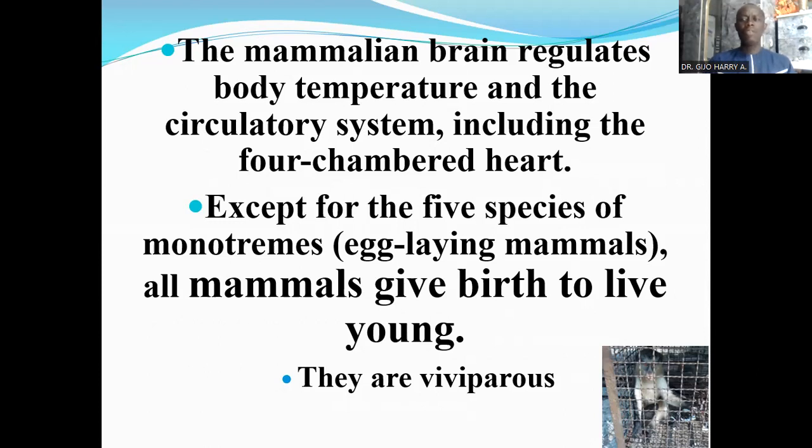Except for 5 species of monotremes, which are egg-laying mammals, all mammals give birth to live young. That's one very important feature of mammals. Apart from the monotremes, all mammals give birth to live young ones. That is to say that they are viviparous. Viviparous organisms give birth to live young ones, and mammals are distinguished from other organisms in having this capability.